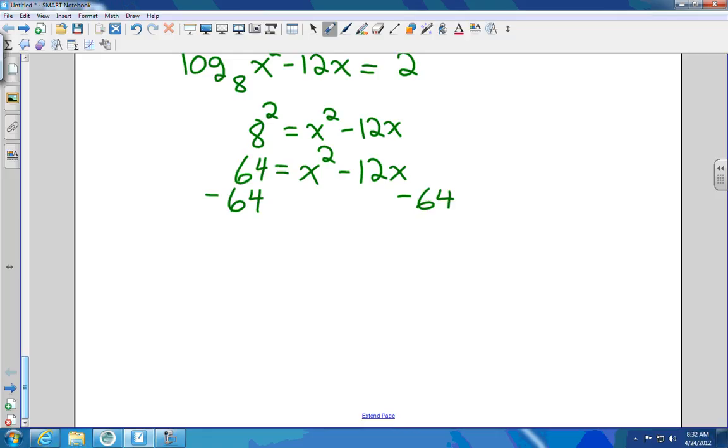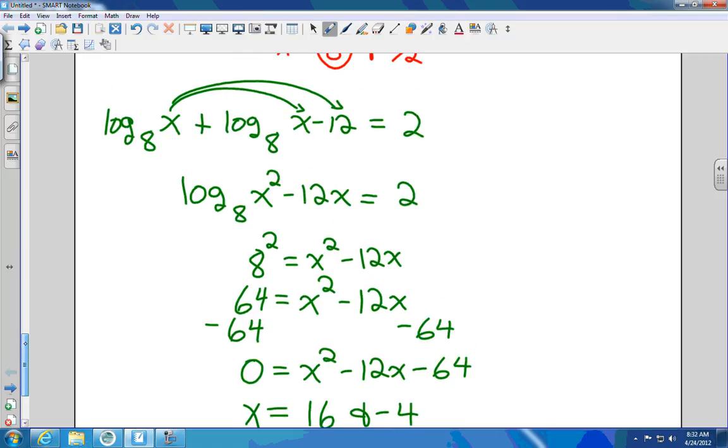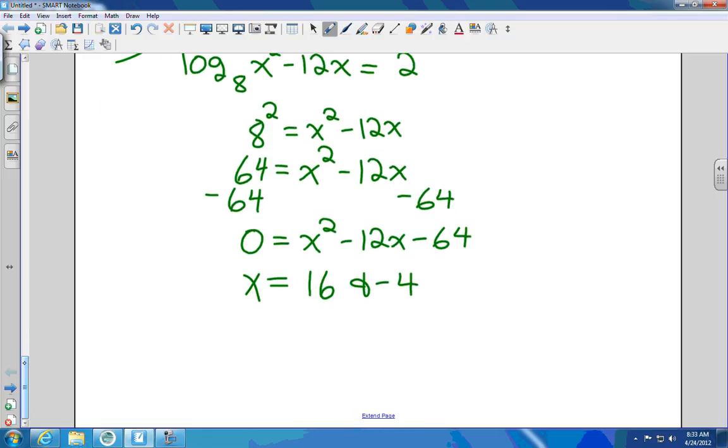Subtract the 64. X squared minus 12x minus 64. So what can x be possibly? 16 and negative 4. And which one will not work? The negative 4 again. If you plug negative 4 in right there, that becomes undefined. 16 is the only one.